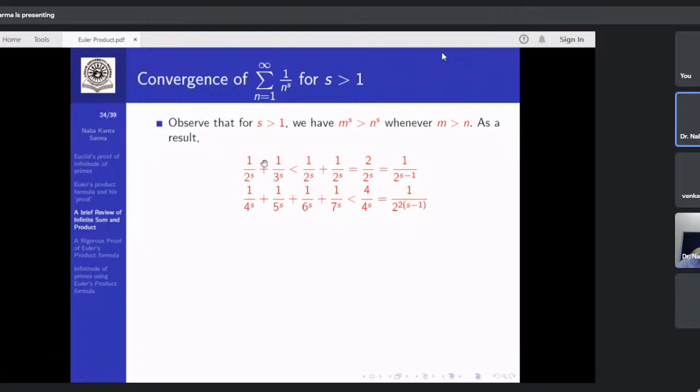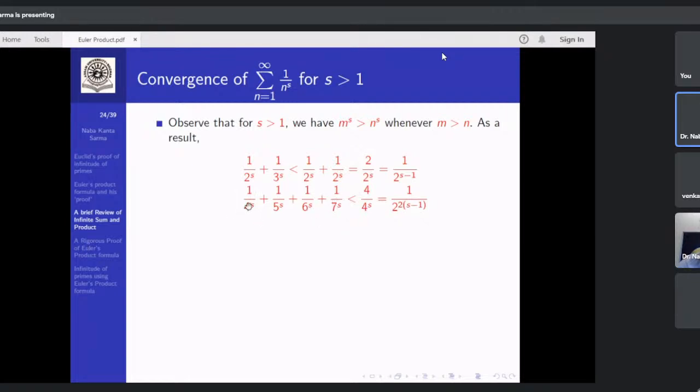Here we have grouped the first two terms. In the second case, we are grouping four terms. Then one question can come to your mind: we can group terms in a convergent series only, but we are trying to prove that this series is convergent. So how can we group here? The answer is that we are not grouping in the infinite series. We are only grouping finitely many terms.